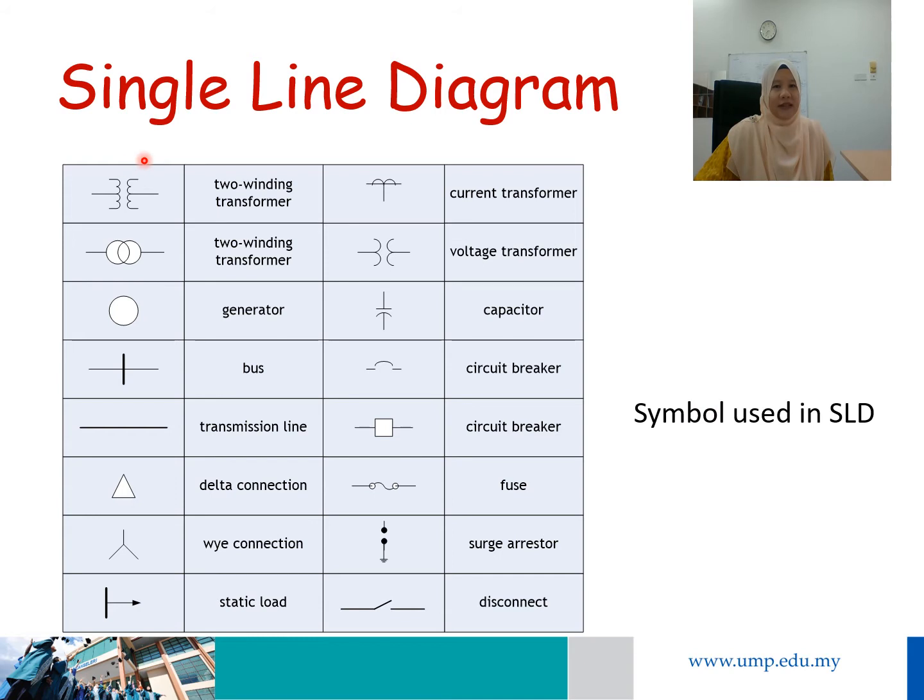So these are the symbols used in the single line diagram. For example, this is two winding transformers. This is also the symbol for transformer, generator, bus, transmission line, delta connection, Y connection, static load, current transformers, voltage transformers, capacitor, circuit breaker. This is also the symbol for circuit breaker, fuse, surge arresters, and disconnect switch.